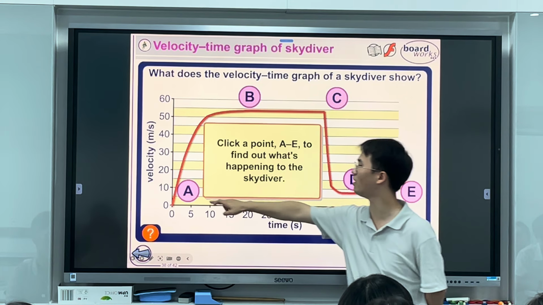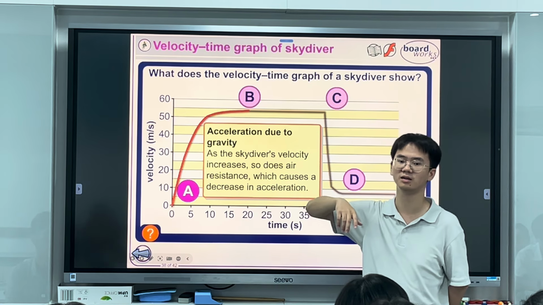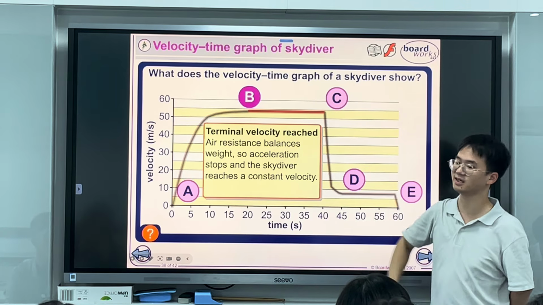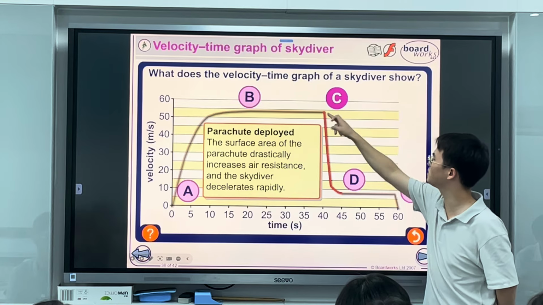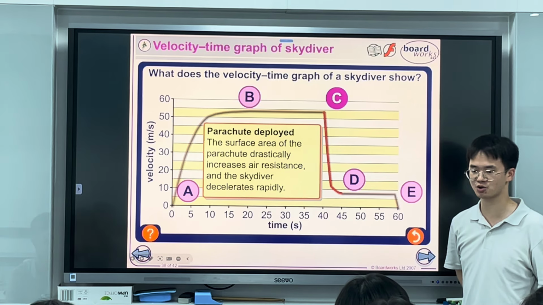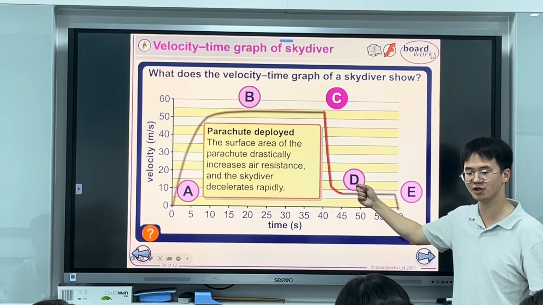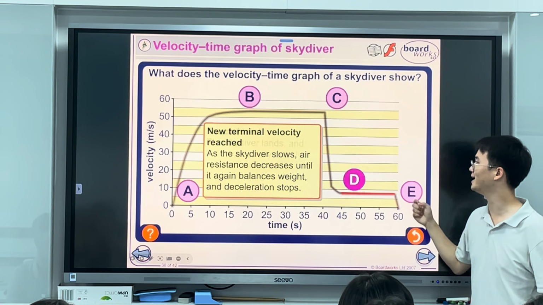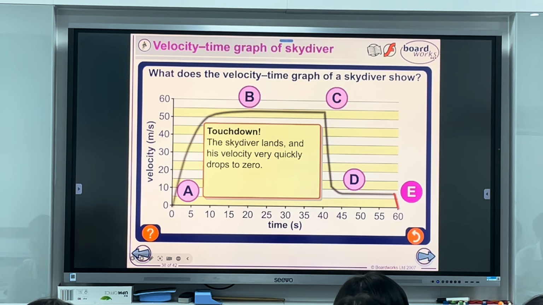It starts to fall. What happens at point B? Reaches terminal velocity. What happens at C? Open up a parachute so that its speed decreases drastically. Right? And D reaches a new terminal velocity. What happens at E? Landing. Right? Okay. So let's come back.